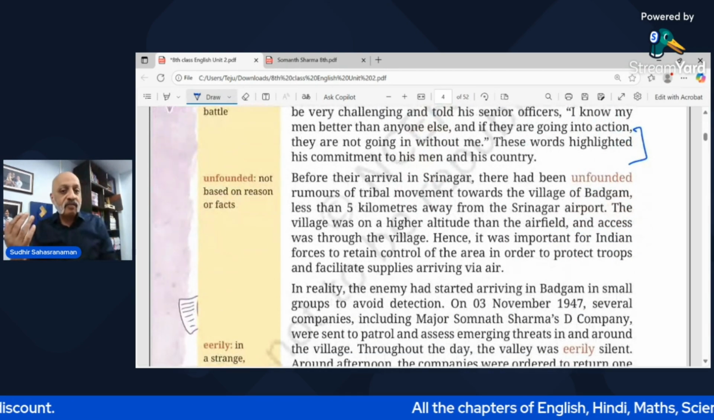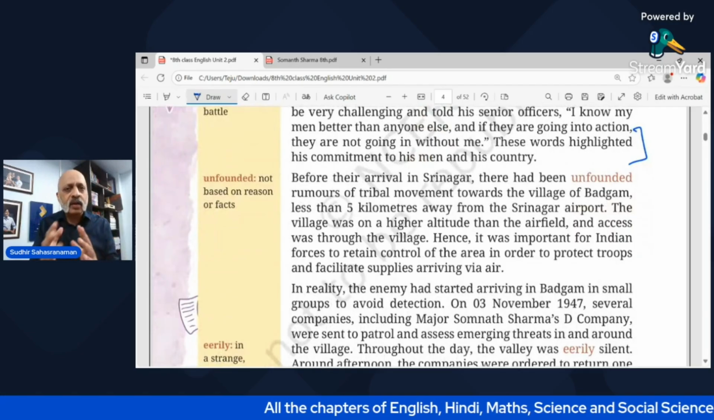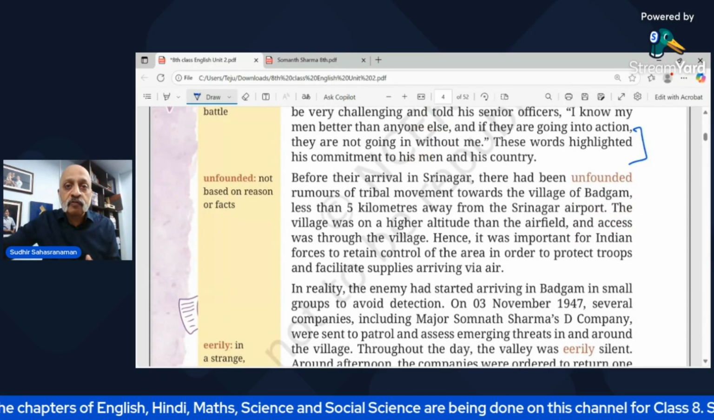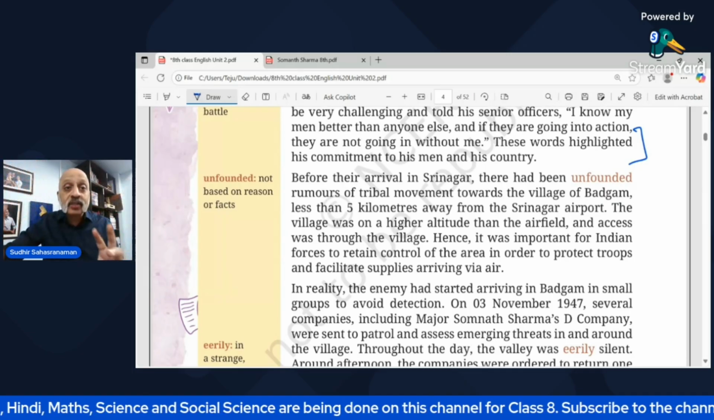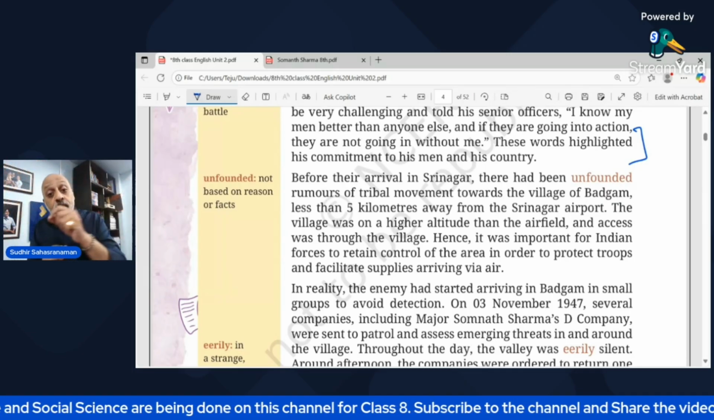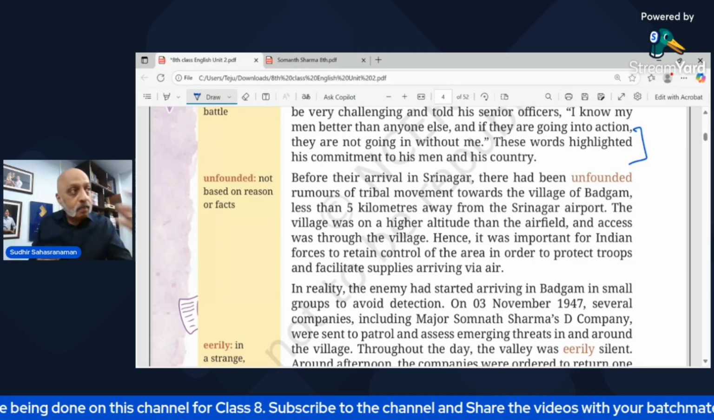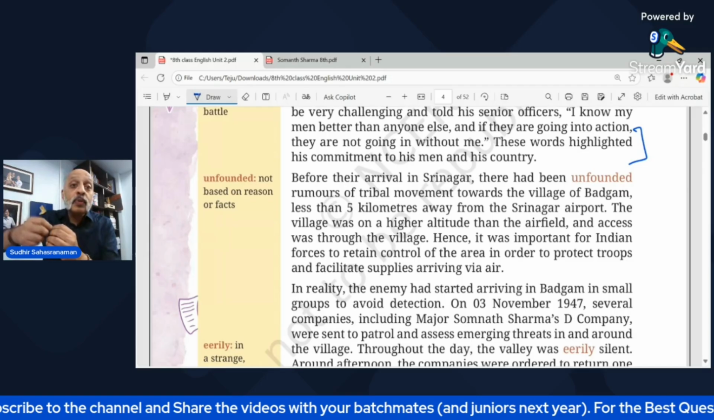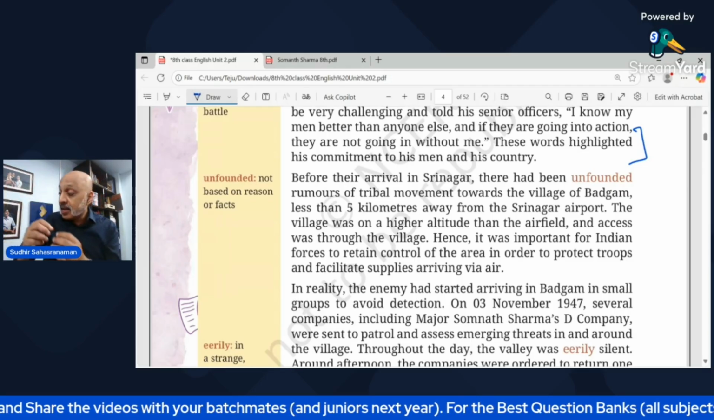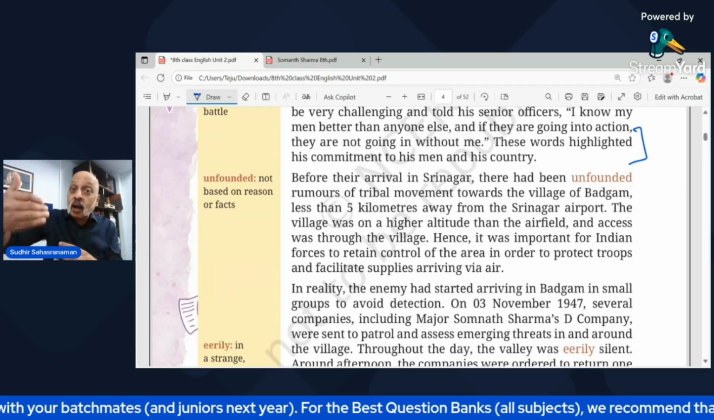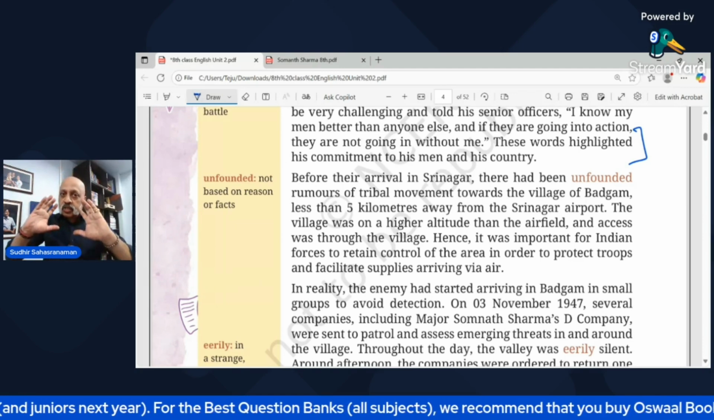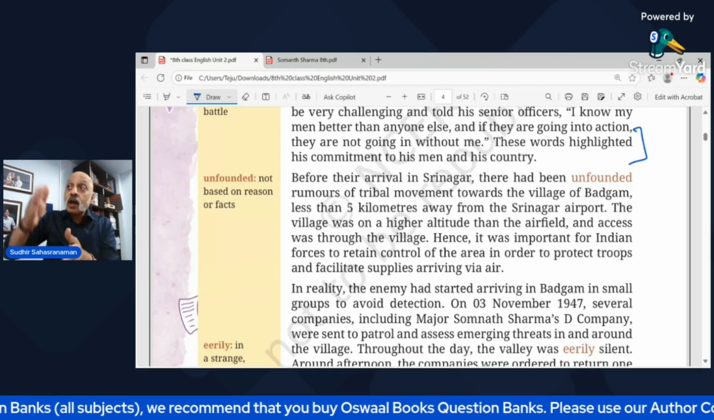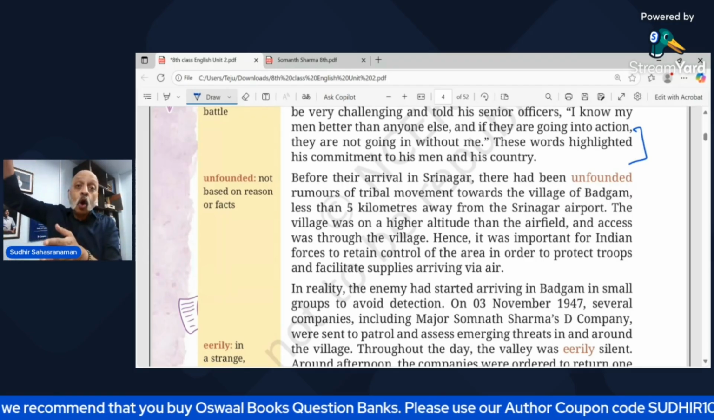Now, before their arrival in Srinagar, there had been unfounded rumors. Unfounded means unsubstantiated, rumors which are not based on facts, which are not really true, of tribal movement towards the village of Badgam, that many tribals were moving towards Badgam village, which is about 5 kilometers from Srinagar airport. So in terms of location, the Badgam village was extremely critical because it was just 5 kilometers from Srinagar. But even more important than that was the fact that it was at a higher altitude.